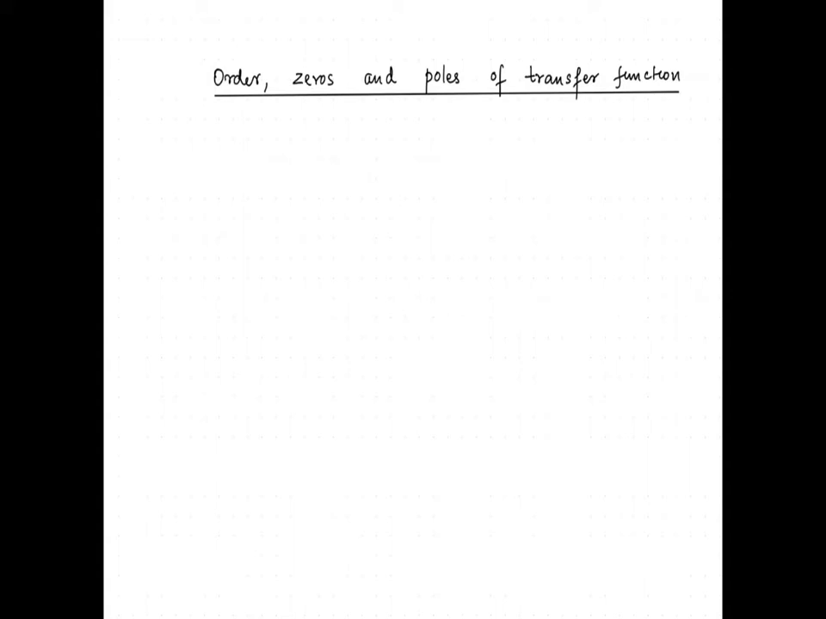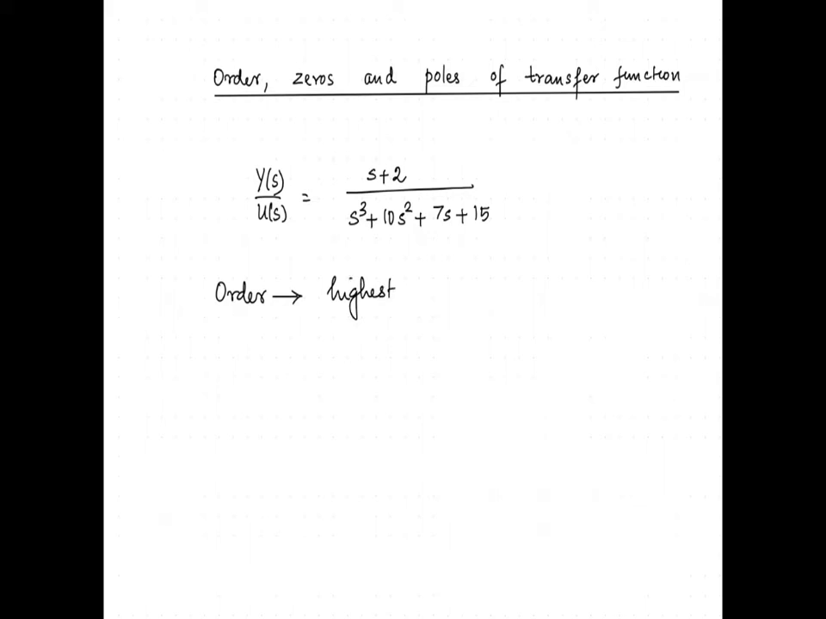Let us consider a transfer function Y(s)/U(s) equal to (s + 2) divided by (s³ + 10s² + 7s + 15). For this transfer function, we can define three terms: order, zero and pole. Order of the system is given by the highest degree of the denominator polynomial. Hence, in this example, order is 3.